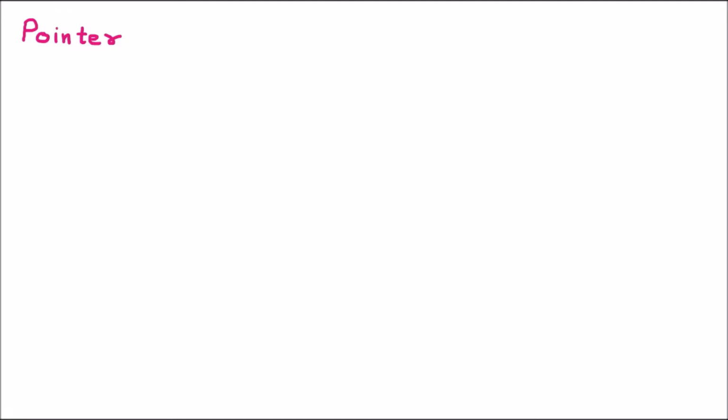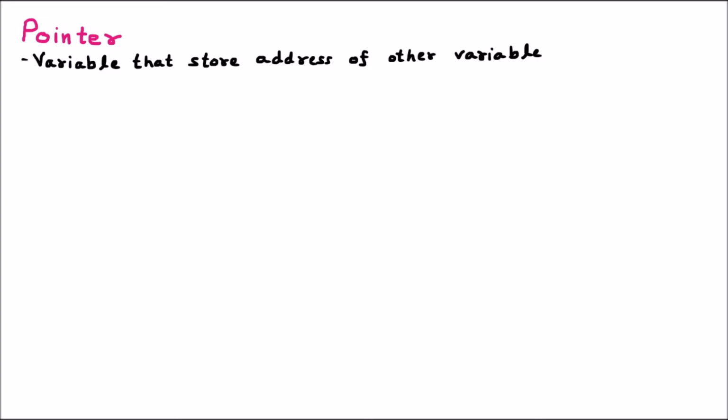Okay, everyone. So now we are learning the pointer. A pointer is a variable that stores the address of another variable. To understand the pointer, first of all, we are going to declare a variable here. Let us suppose that I am declaring a variable. I am writing here int a.